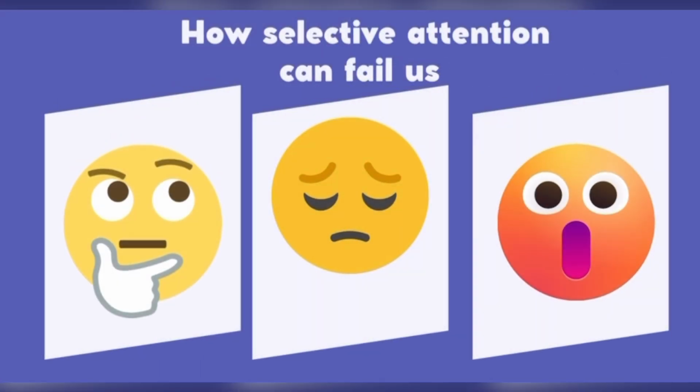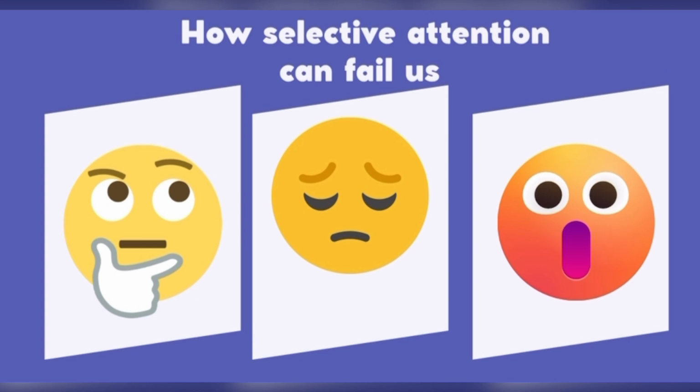How selective attention can fail us. The Stroop effect: automatic processing can interfere with selective attention. When asked to name the color of a word that spells a conflicting color name, our automatic reading process can interfere with tasks that require high levels of focus, and selective attention might not be helpful since automatic processing takes control.